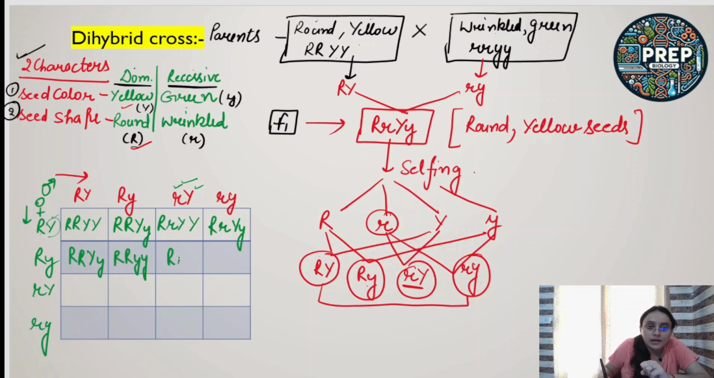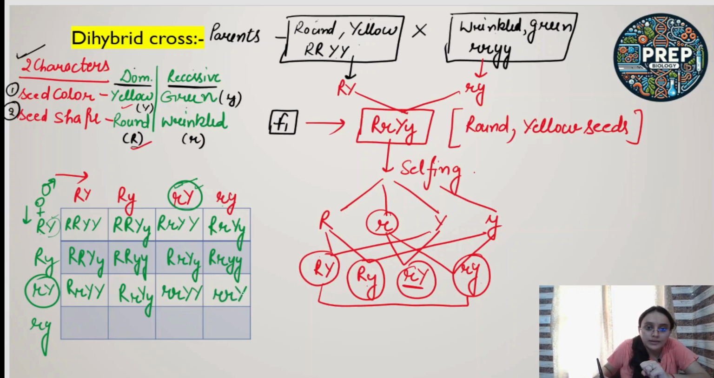Now, capital R, small y, small r, capital Y, small y. Now, capital R, small y, small y. Next, capital R, small r, capital Y, capital Y, capital R, small r, capital Y, small y. Now, this with this. Small r, capital Y, capital Y. Small r, capital Y, small y.